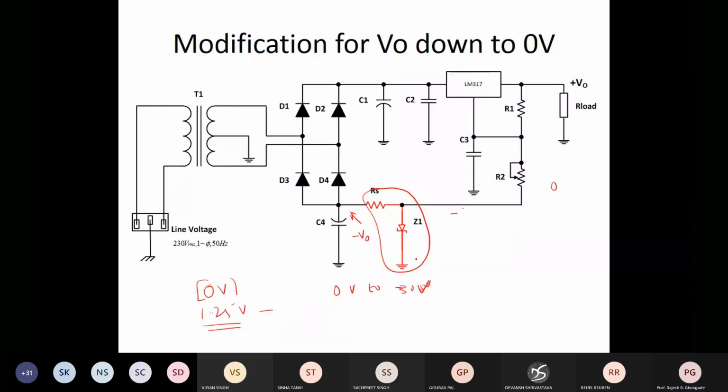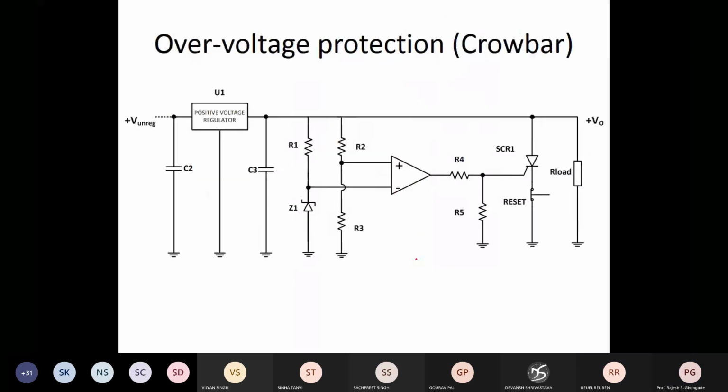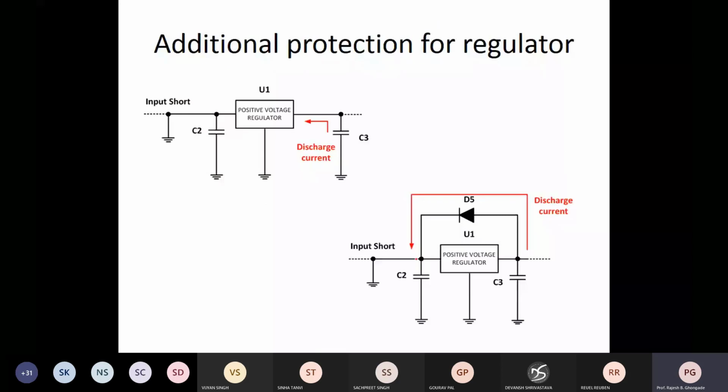Okay. So this is for the modification down to 0. We'll not go into these details. These are some additional protection required for the regulators, specifically the 3-terminal regulators. This capacitor may charge up and later discharge and damage the internal circuitry. So for that we require a diode connected like this. This is just for protection of the regulator.